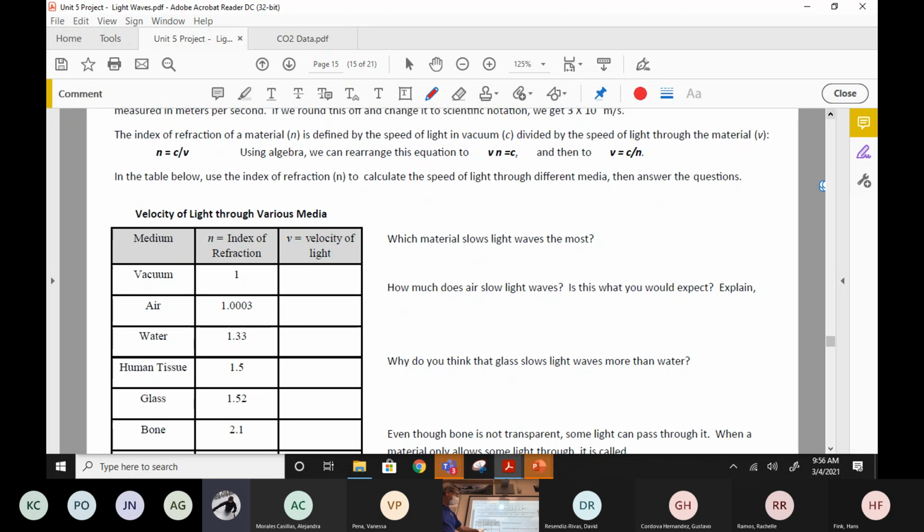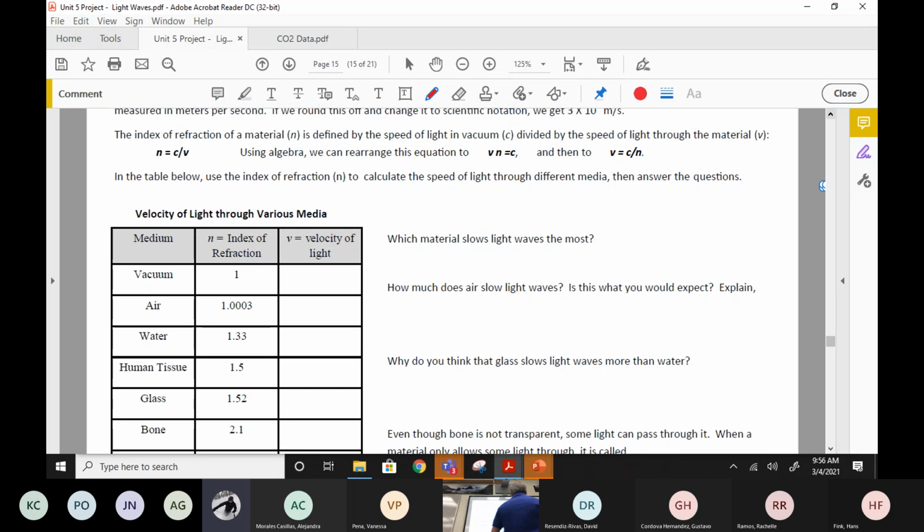It's been given to you here, but we're going to calculate the speed of light through that substance. To do that, we use algebra, rearrange the equation, and we end up with v equals c over n. In the table below, use the index of refraction to calculate the speed of light through different media. And we're going to use scientific notation here.